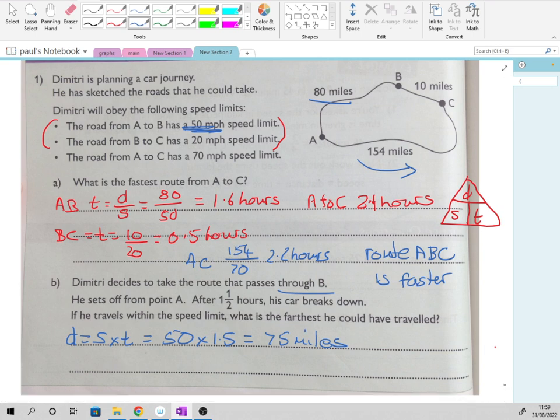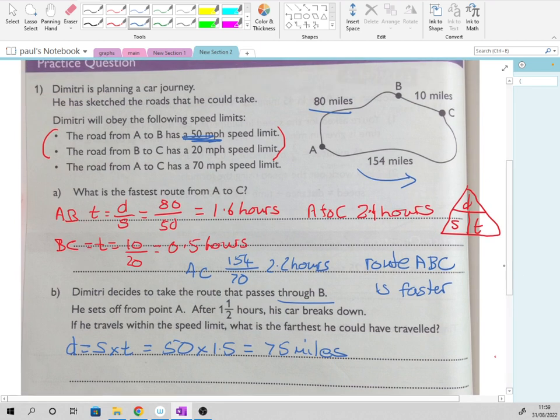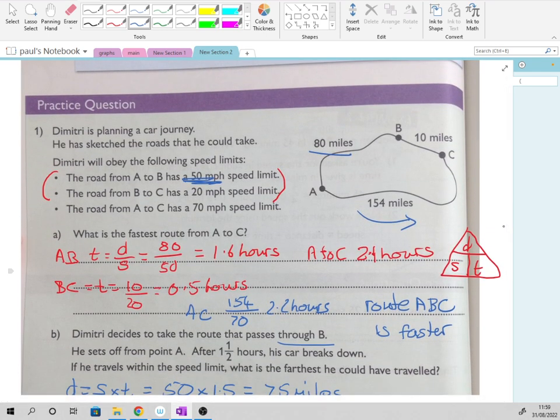Okay. Don't worry about making mistakes. It's what you're here to do. I may have done this question 20, 30, 40, 50 times, and I still made a mistake. So don't worry. That's it. Speed, distance, time. Remember the triangle.